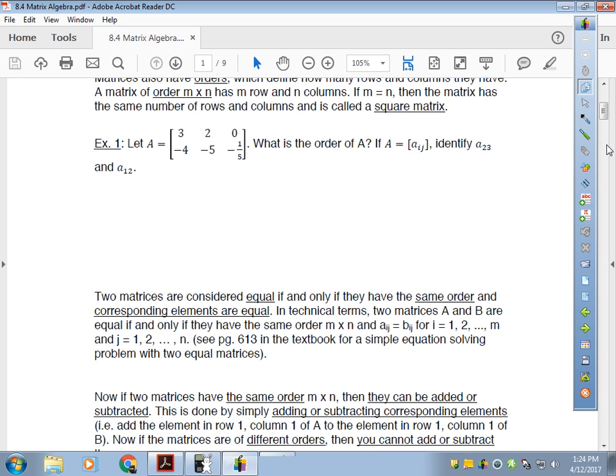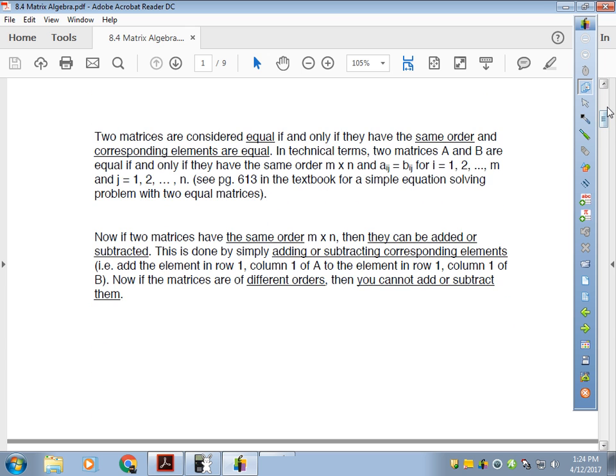Now, two matrices are considered equal if and only if they have the same order, meaning they're the same size, and corresponding elements are equal, meaning that the element that's in row 1, column 1 of the first matrix is also the same thing as the element in row 1, column 1 of the second matrix. So corresponding elements have to be the same. So that's the only way two matrices can be equal: same size, same order, and corresponding elements equal.